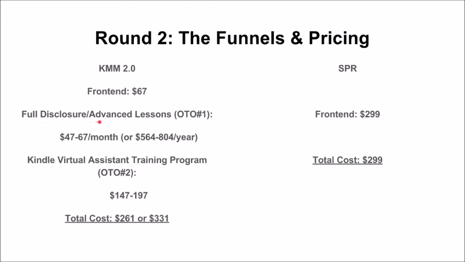Full disclosure or advanced lessons is the one-time offer or upsell. Okay, so if you get it during the one-time offer, meaning right after you purchase the front end offer, you'll get it for $47 a month. If you decide to get it later, then you'll get it for $67 a month. In translation, that's $564 or $804 per year.